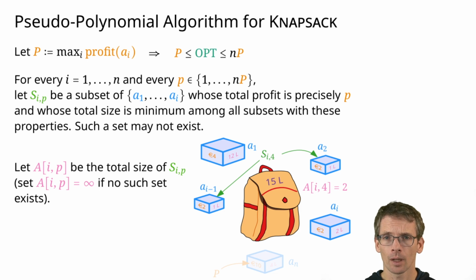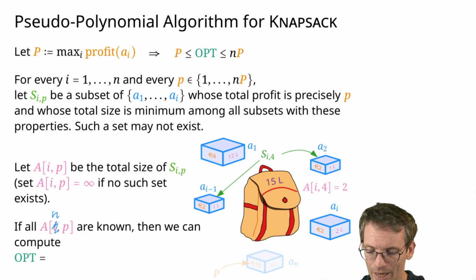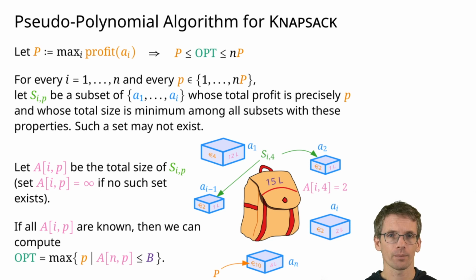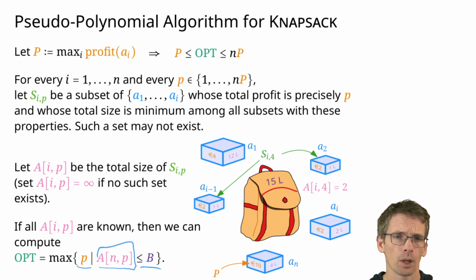Now, let's assume we could compute all of those A_{i,p}, or let's assume we already have computed them, then we can easily compute OPT, simply because we then also have computed A_{n,p} for all values of p, and then I will just have to look for the largest p where A_{n,p} still is below budget. So that's then OPT. I've computed all of the A_{i,p}. I'm taking the A_{n,p} with max profit and below or at most size capacity. So now let's actually compute those A_{i,p}.